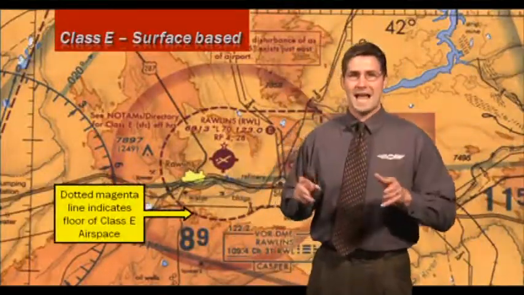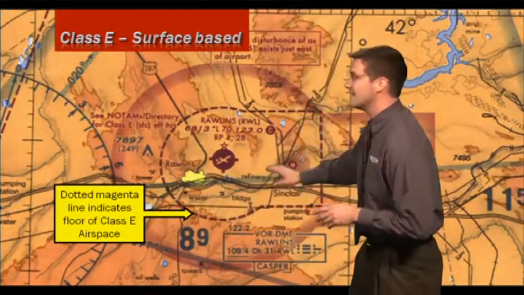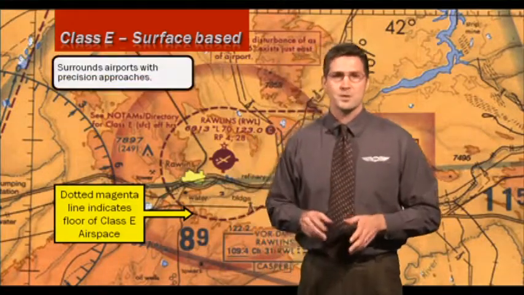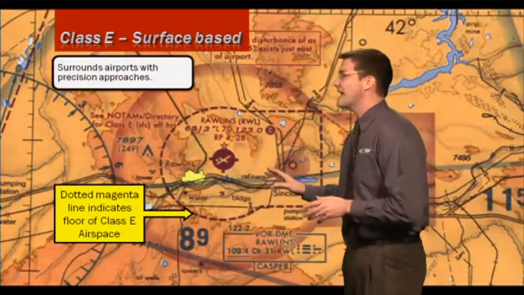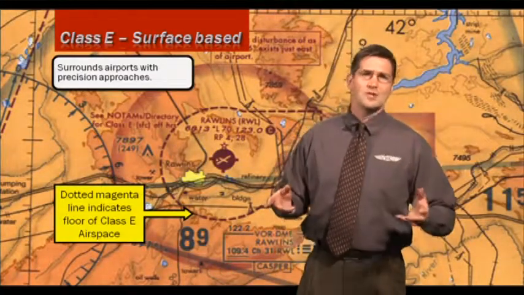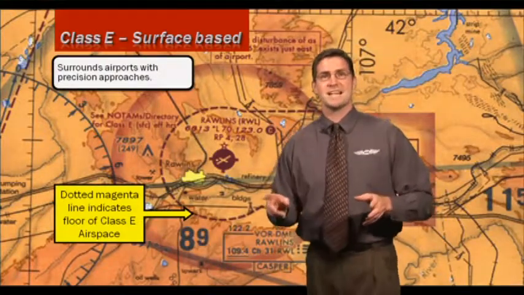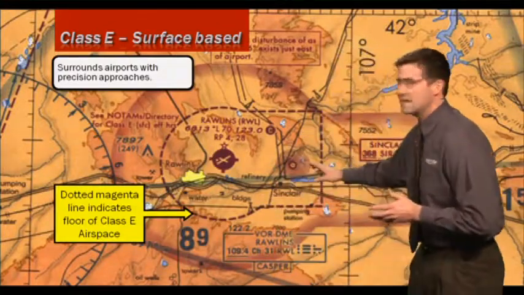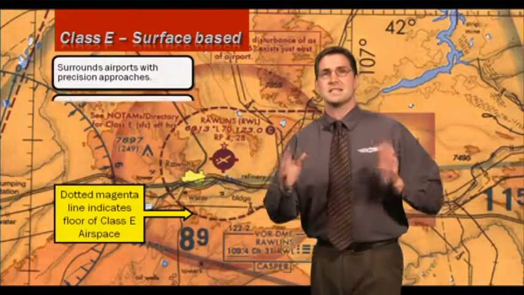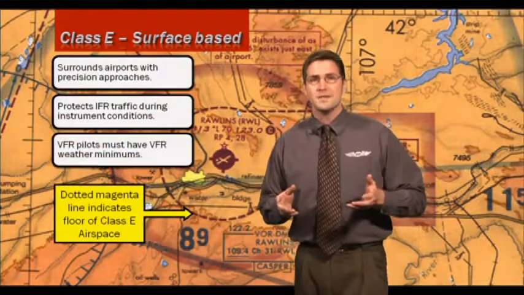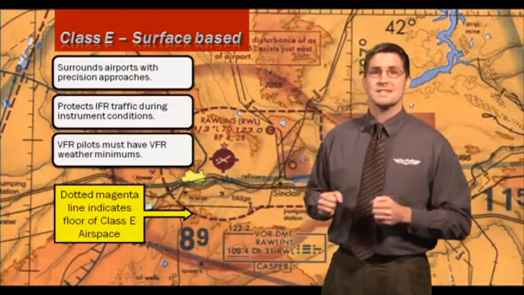Now, Class E airspace also comes in another variety called the Class E surface-based area, as shown by the dashed magenta line here at Rollins Airport. This airspace surrounds airports with precision approach paths. Class E surface areas are designated at airports that have an automated weather observation system or a certified weather observer. Surface-based Class E airspace typically encircles an airport, and it may even have an extension that gives it a keyhole shape like you see right here. The extensions protect the approach paths that IFR traffic will use. Now, VFR pilots must have at least VFR minimums to enter this airspace.